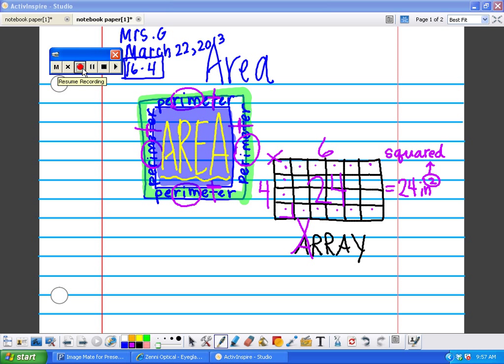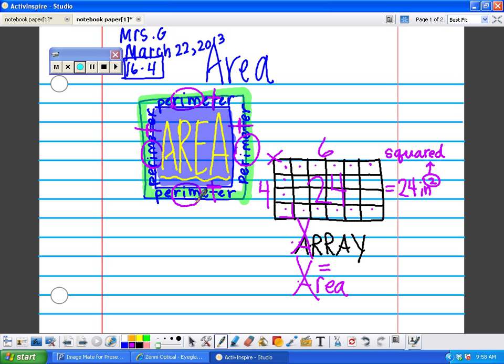Okay, so when you hear the word area, I want you to think of the word array. They are equal. Area, array. Area, array. They're the same thing. If you can draw an array, you can do area. Okay? Now, tell me some differences between area and perimeter.